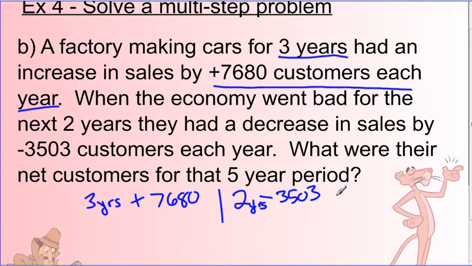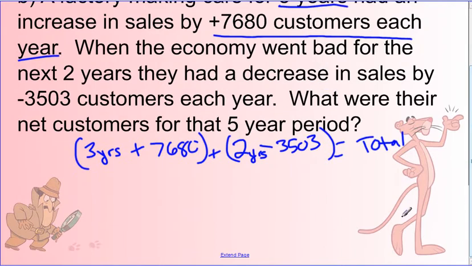Okay, so we want the total again. So if this much is the first 3 years, and this much is the next 2 years, we want the total. So you've got to figure out 3 years times this gives us a total number of people, and then 2 years times a negative 3,503, and then add them together. So that's our game plan. That's what we think we need to do. So let's do that. I'm going to take 3 years times that.